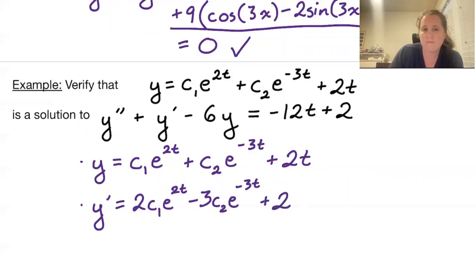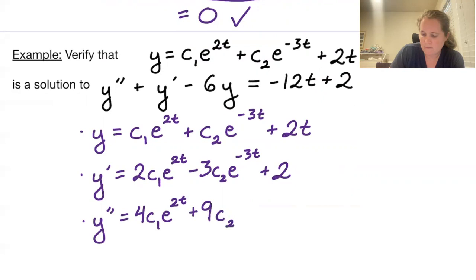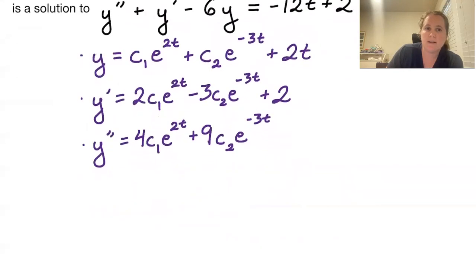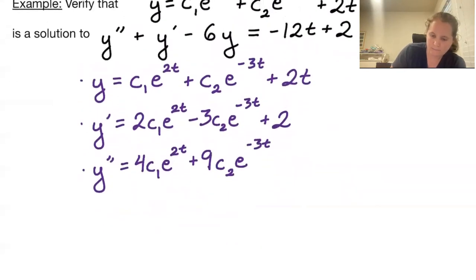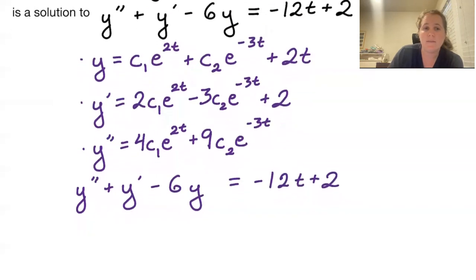plus 2. And for the second derivative, y double prime, we would be looking at 4 times c1 times e to the 2t plus 9 times c2 times e to the negative 3t. And then the end would just be plus 0. So if we take our original differential equation, y double prime plus y prime minus 6y, we're wanting to know, will this equal negative 12t plus 2 for our specific y?